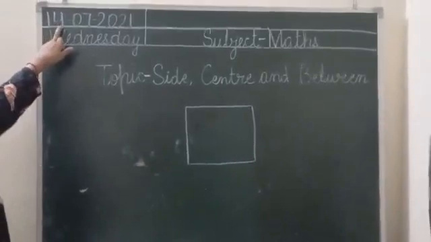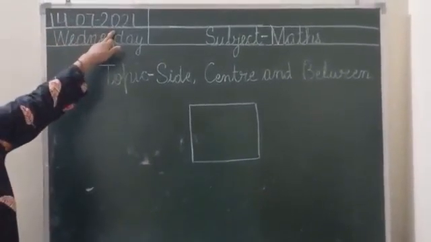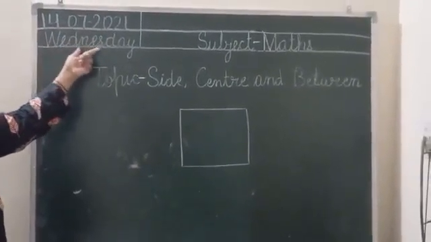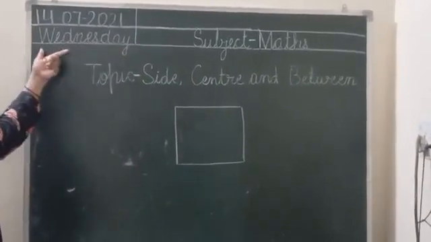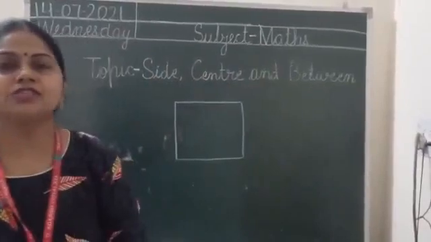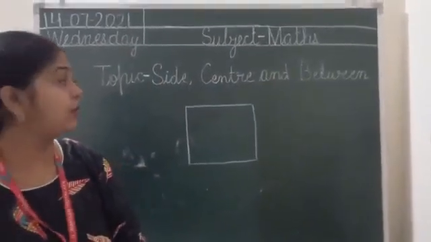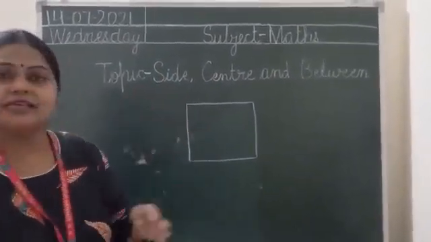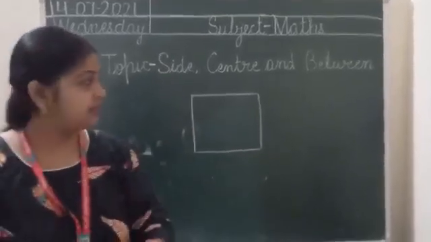Today the date is 14 July 2021 and today the day is Wednesday. What is day today? Wednesday. Our subject is maths. In subject maths today we are doing a new topic and our topic is side, center and between.